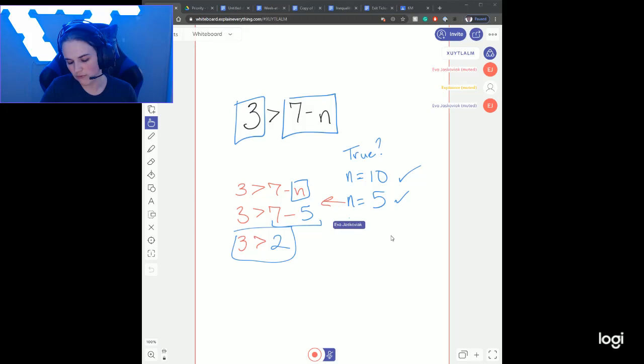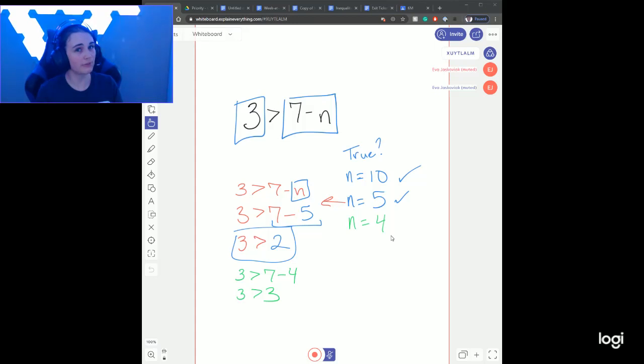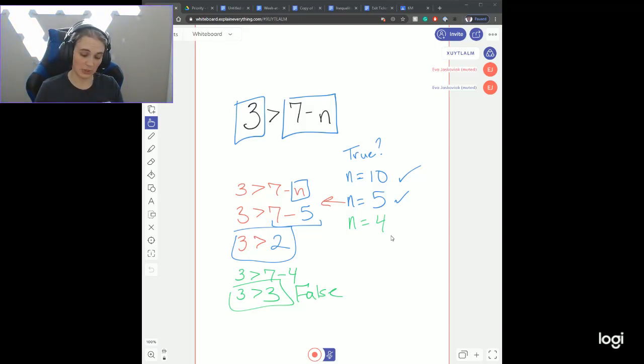What about 4 though? If n's equal to 4, 7 minus 4 is 3. So that would be 3 is greater than 7 minus 4, which means 3 is greater than 3. But a number can't be greater than itself. If I have $5 and you have $5, you don't have more money than me. If I have $3 and you have $3, you don't have more money than me. We have the same amount of money, which means that this statement is false. This is a lie. This is a false statement. 3 is not bigger than 3. Which means that if n was equal to 4, it would not be true.